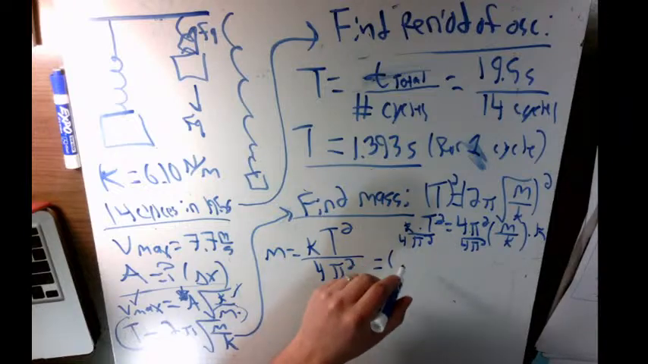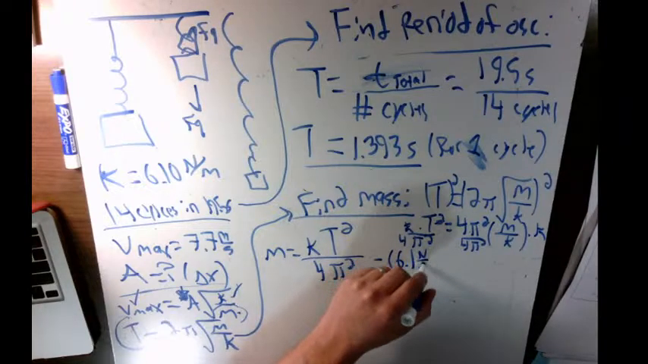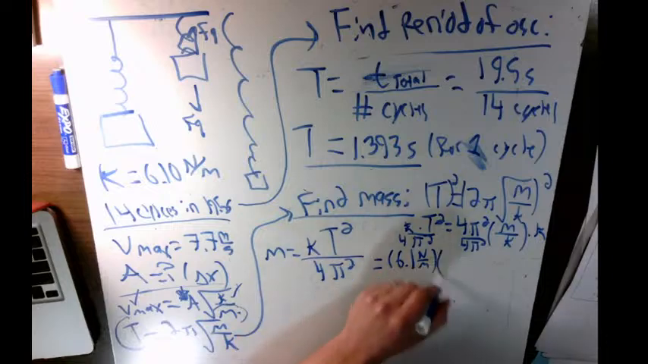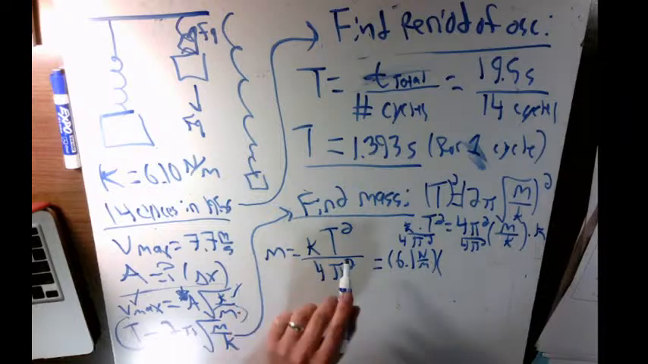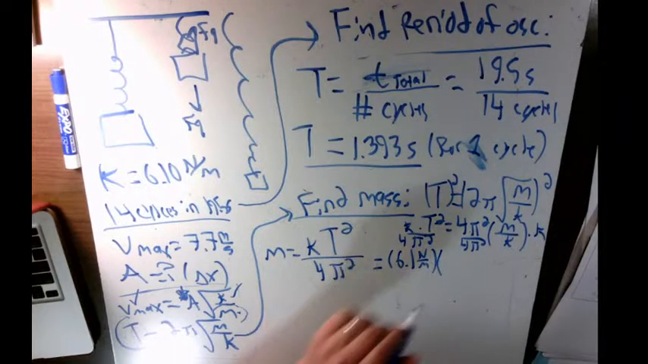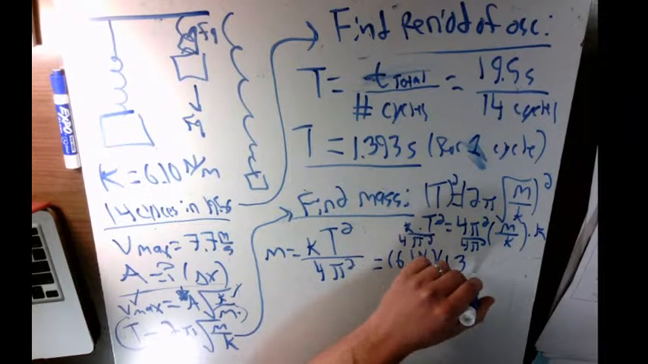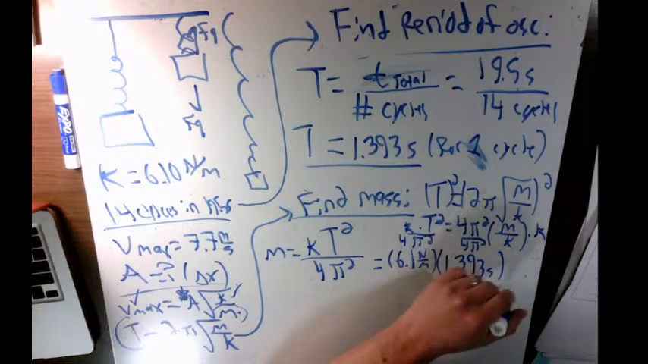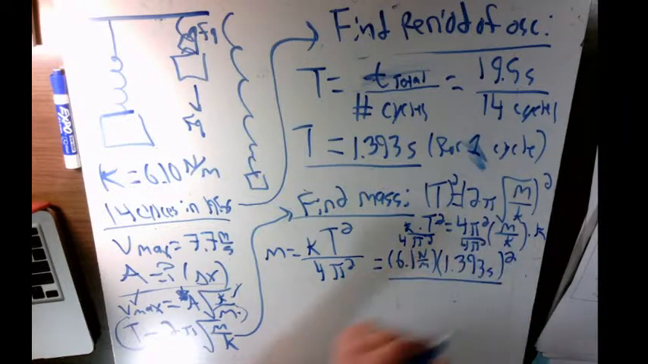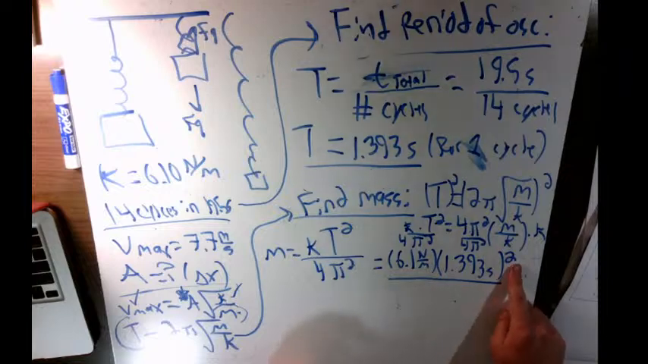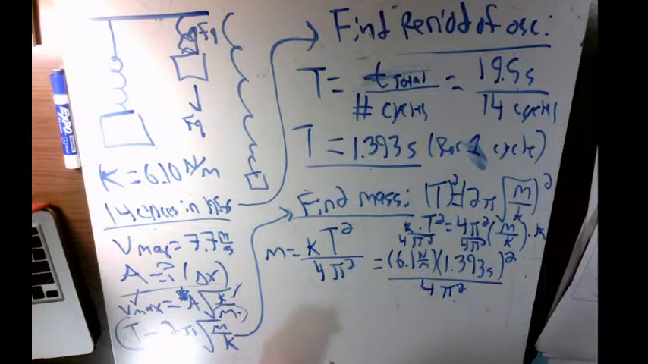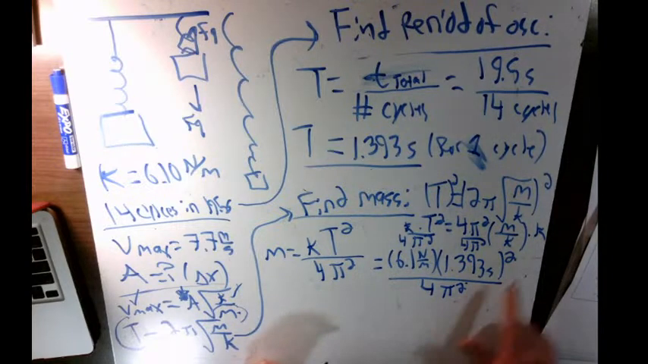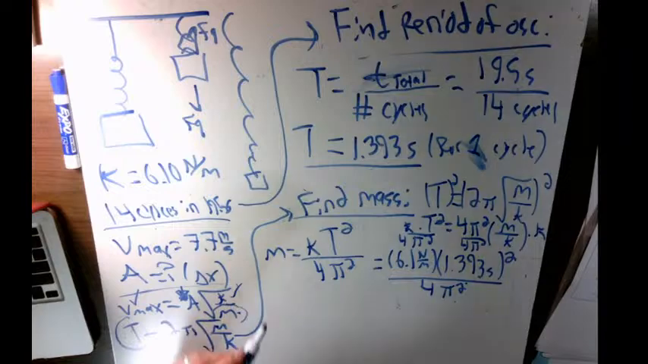Our spring constant was 6.1 newtons per meter. Remember, we need our standard units when we're throwing them in an equation. This one was given as a standard. Period needs to be in seconds for it to be standard, which we solved as 1.393 seconds. And that needs to be squared. That's going to be a common mistake. Don't forget to square your period. And we're going to divide it by 4 pi squared. That's going to be another. These pesky squares are going to be your biggest enemy with this lesson.